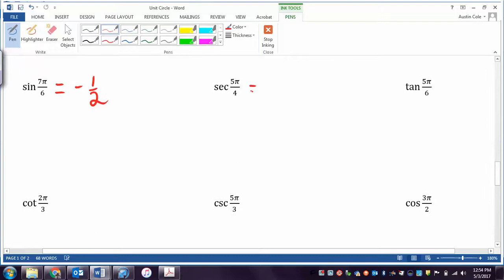And then what do we have to do? Rationalize it, right? Times by square root of 2 over square root of 2. You're going to get -2 square root of 2 over square root of 2 times square root of 2, which is 2. What's -2 divided by 2? -1. So secant of 5 pi over 4 is equal to negative square root of 2.